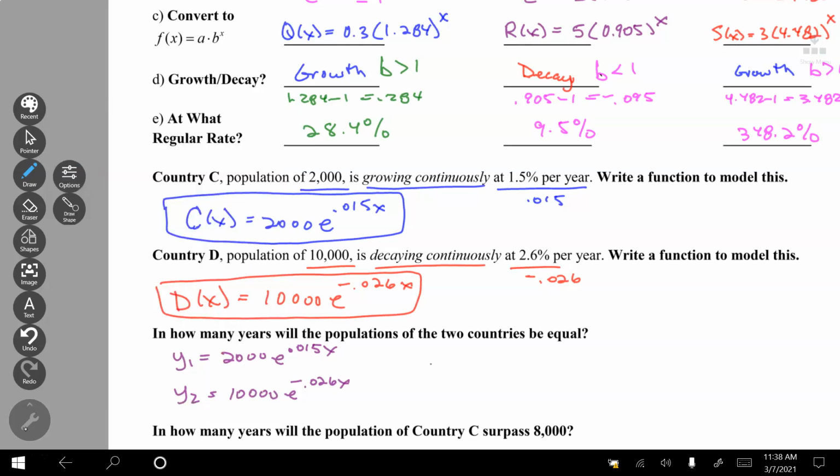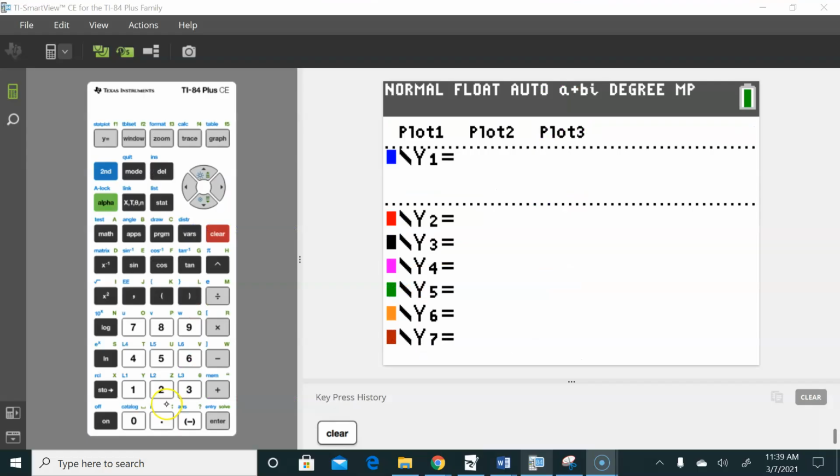Off the top of my head, I know the graphs are going to look like this. y1 is going to start at 2,000 and grow. y2 is going to start at 10,000 and decay. So again, I'm trying to find their intersection. So I'm going to put this in the calculator. I'll actually type this in the calculator on screen.